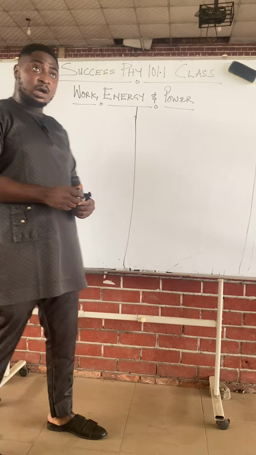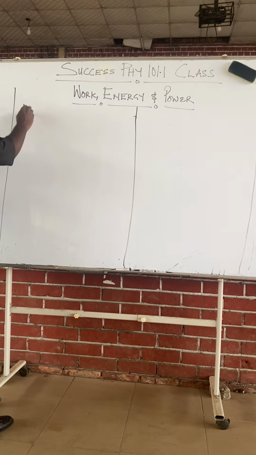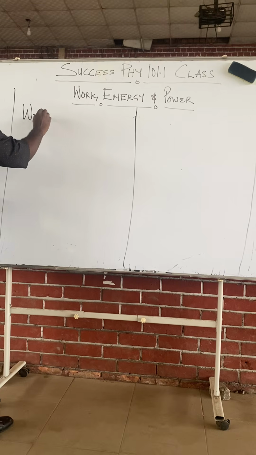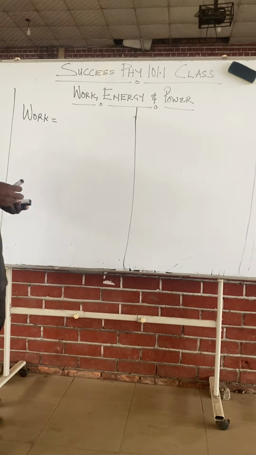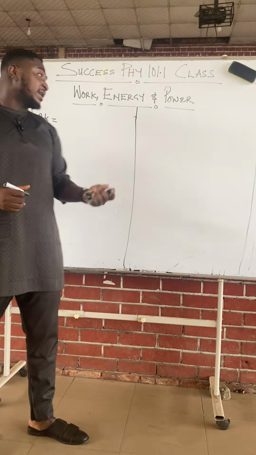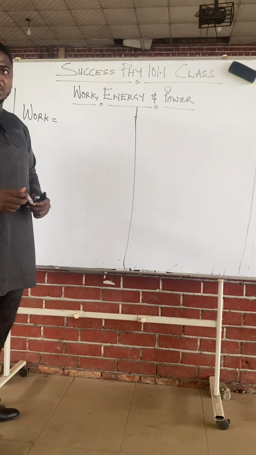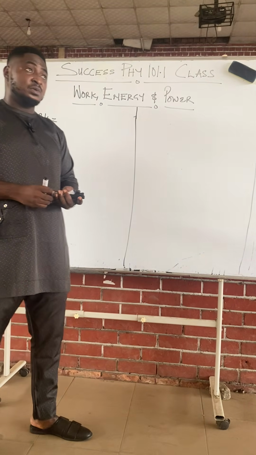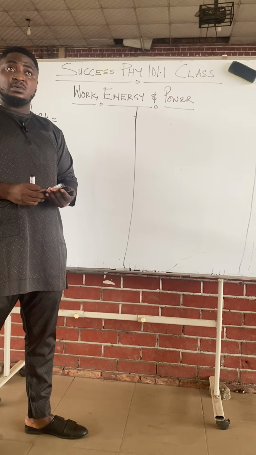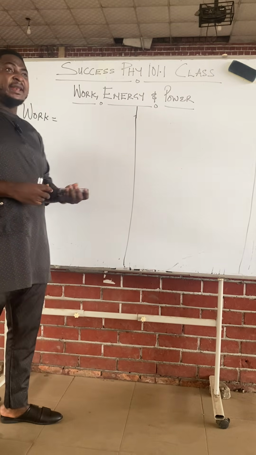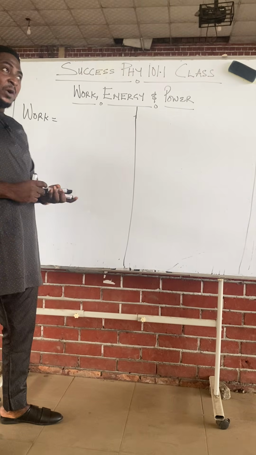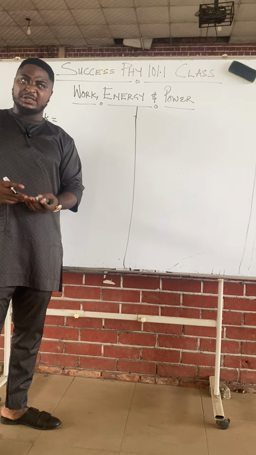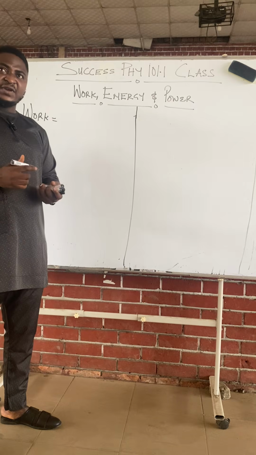So we're going to start with work. Work is said to be done when a force F moves a body of mass M from one point A to another point B, covering a distance D.